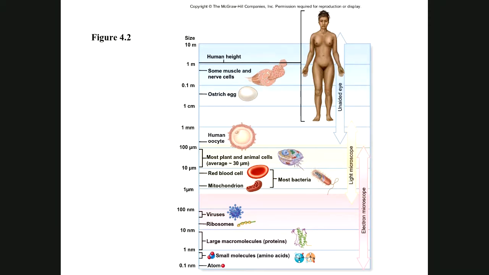The trillions of cells in the human body include over 250 different cell types that vary greatly in shape, size, and function. So you can see here that we can see cells with the unaided eye. We can see cells because they're so small with the light microscope, and also using an electron microscope to see their microscopic organelles found within the cytoplasm of the cell.